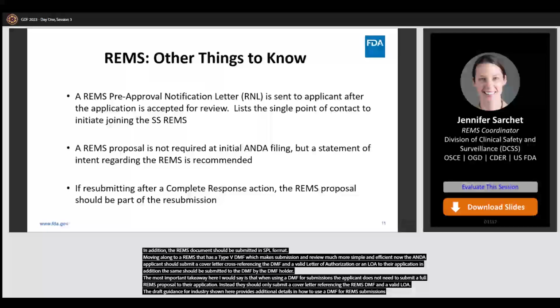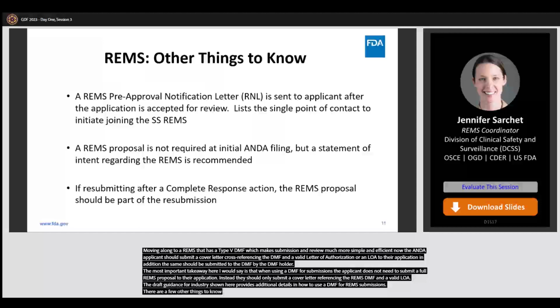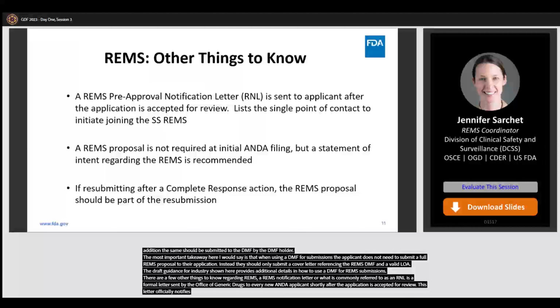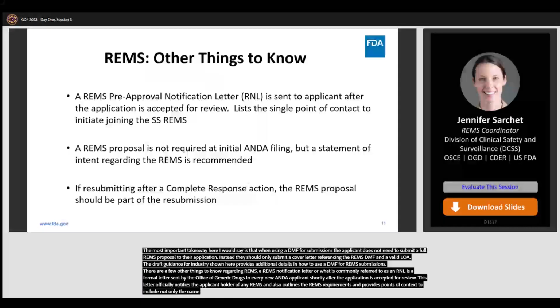There are a few other things to know regarding REMS. A REMS notification letter, or what is commonly referred to as an RNL, is a formal letter sent by the Office of Generic Drugs to every new ANDA applicant shortly after the application is accepted for review. This letter officially notifies the applicant holder of the need for a REMS, and it also outlines the REMS requirements and provides points of contact to include not only the name, but also the telephone number and the email address to start the process of joining an established REMS or developing a separate REMS.